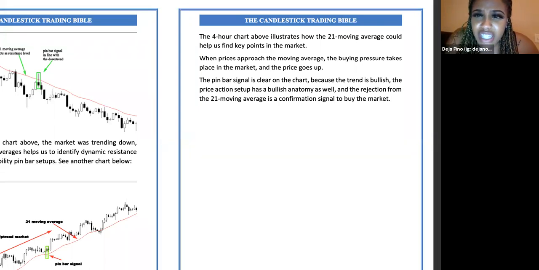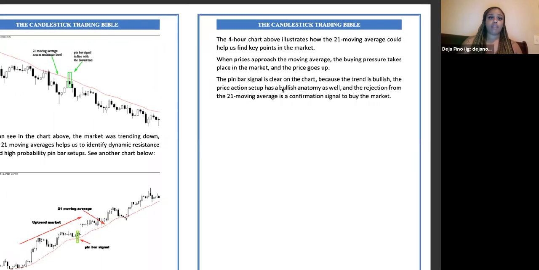It says the pin bar is clear on the chart because the trend is bullish. The price action setup has a bullish anatomy as well. And the rejection from the 21 moving average is a confirmation signal to buy the market.